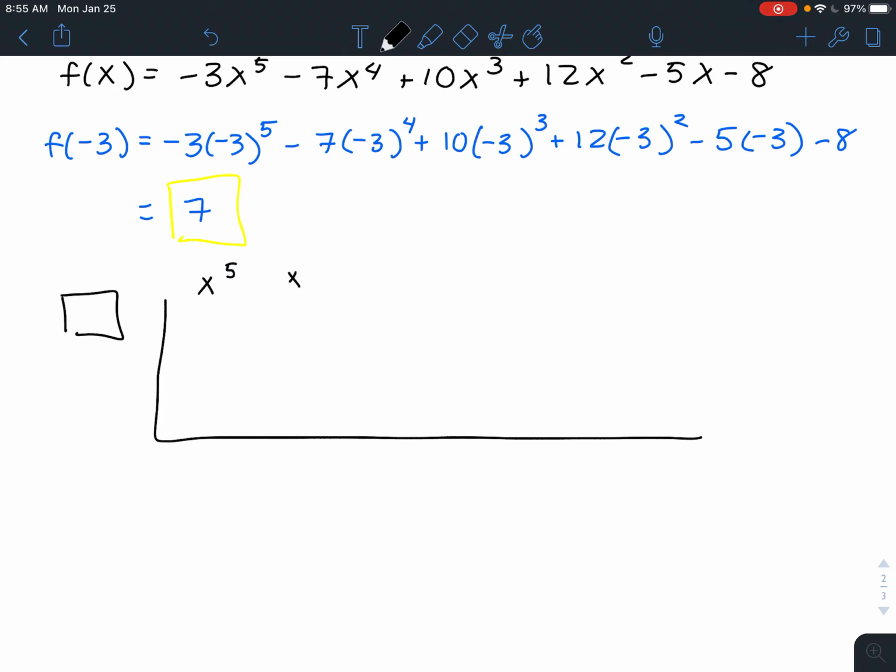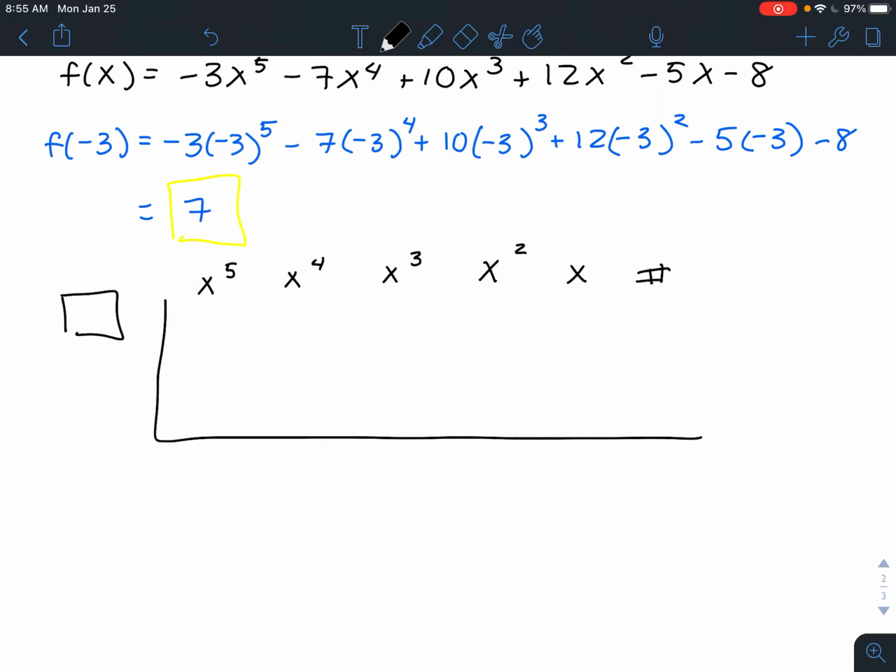We start with x to the 5th. This is my highest power, so I'm going to count down. Remember, you don't have to label your columns, but they're super helpful in case you're missing a power. So now I'm going to put negative 3 in my box. I'm going to copy my numbers out of the problem, right, to set up my synthetic division table.